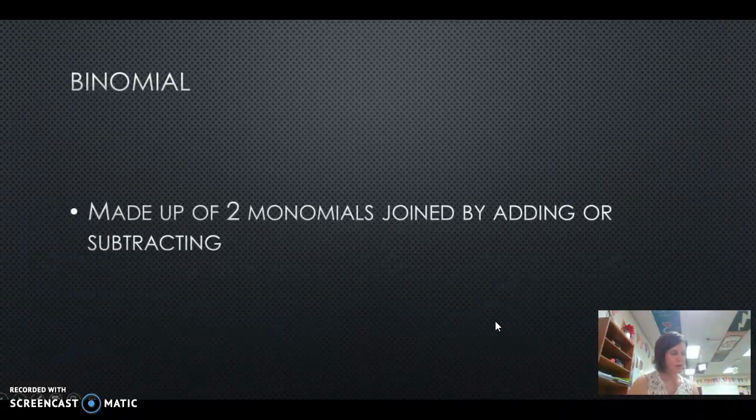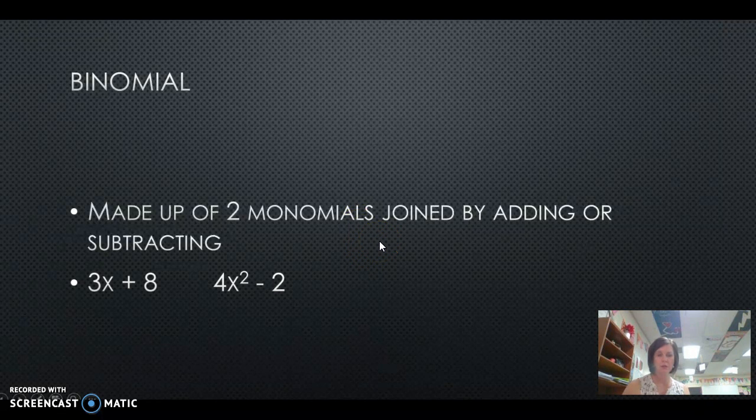Our next vocabulary word is a binomial. We know the bi means two, like a bicycle. And a binomial is made up of two monomials joined by adding or subtracting. Sometimes we can think of the word monomial as a term. So here's an example of some binomials.